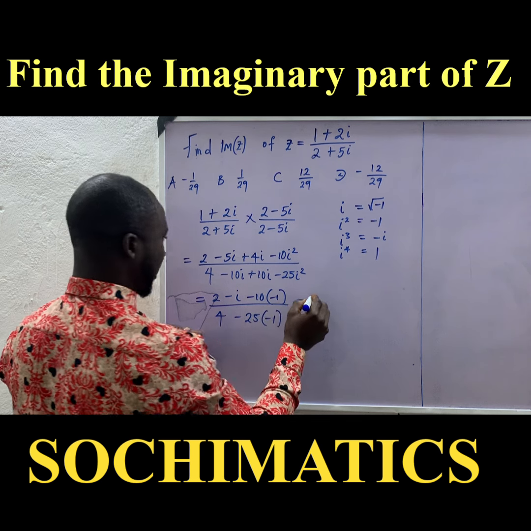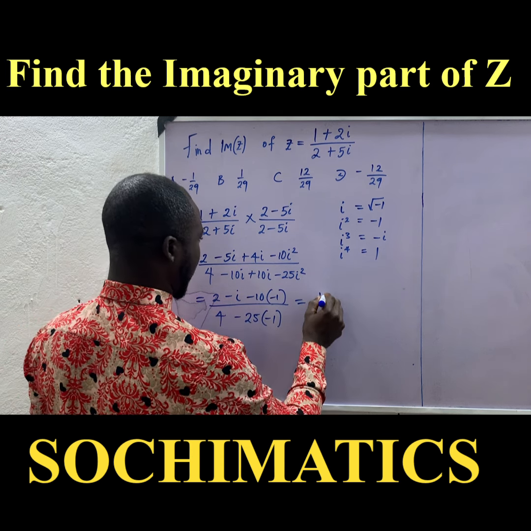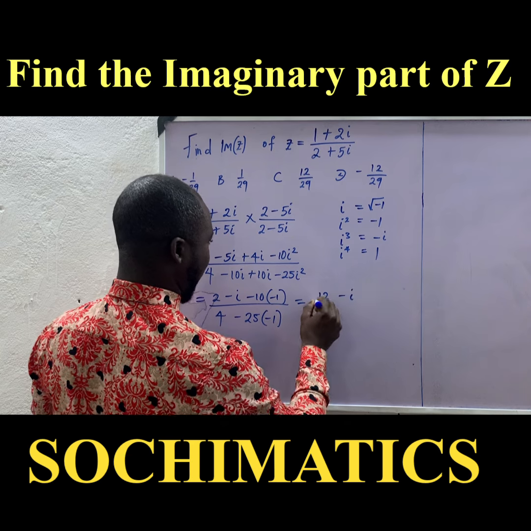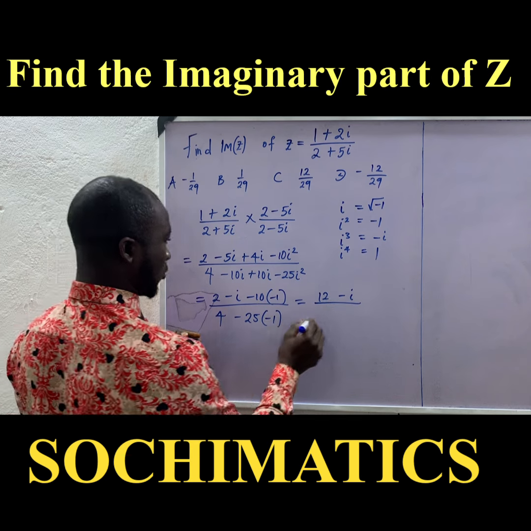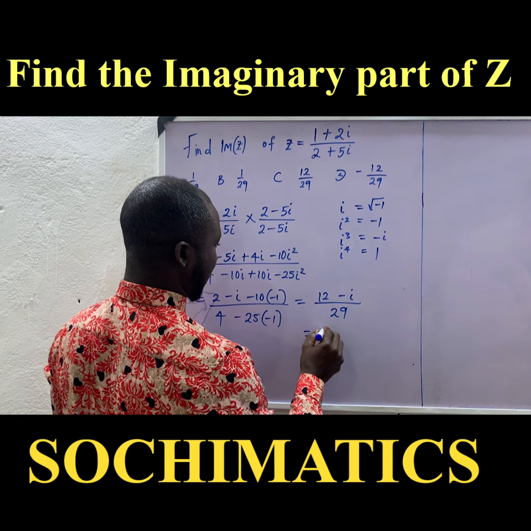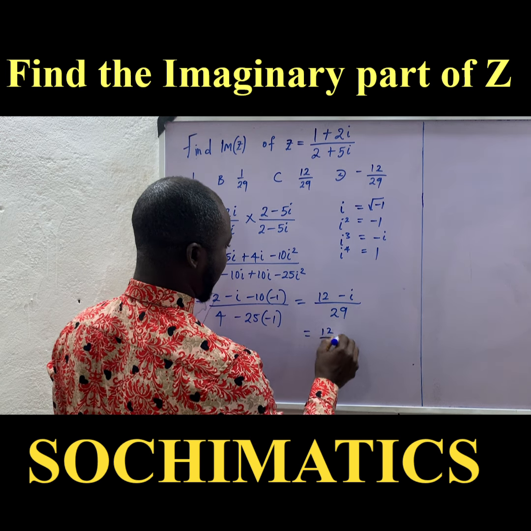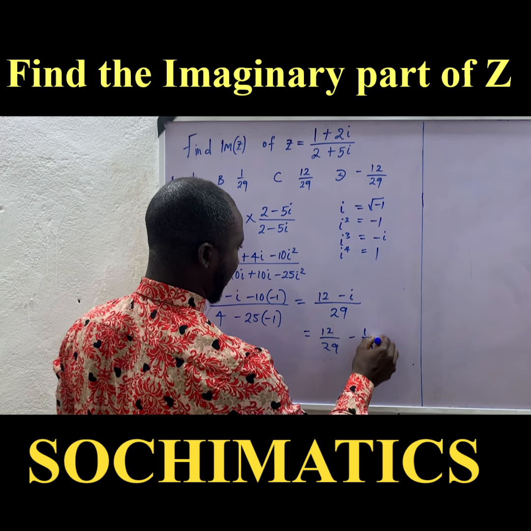And so this is exactly minus 10 times minus 1, which is 10. And so we are going to get 12 minus i divided by minus 25 times minus 1, which is 25. So we are going to get 29. So when we then split this, this is exactly 12 divided by 29 minus 1 divided by 29 i.